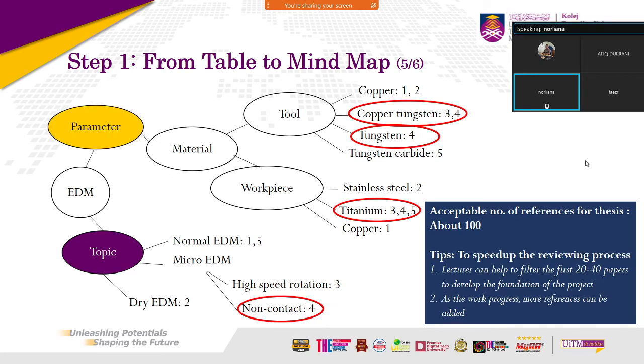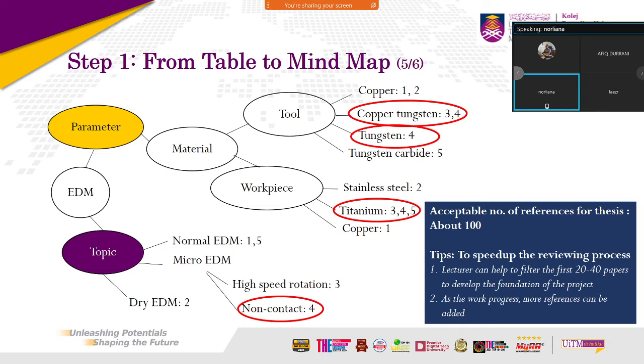Alright. So, dalam slide ni, this is a presentation atau different presentation of the information that you have grab just now. Kita ada 5 paper atau 5 manuskrip. Bila kita baca, kita pecahkan kepada 2 iaitu topik dan parameter. So, in parameter, we only get the information on material, where we do have tool material and workpiece material. Kemudian dalam topik we do have dry EDM, high speed rotation ataupun micro EDM can be divided into 2, non-contact and high speed rotation, and another one we do have normal EDM.